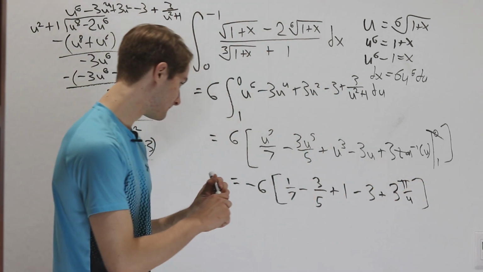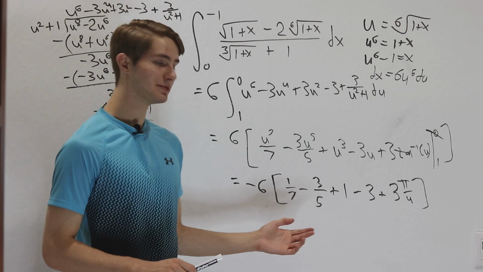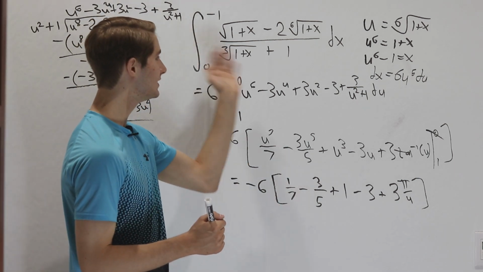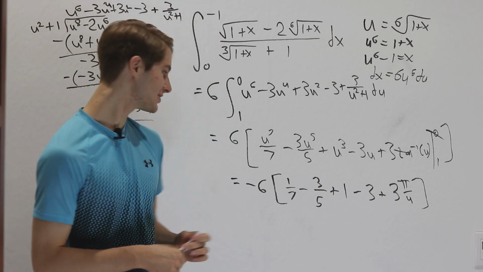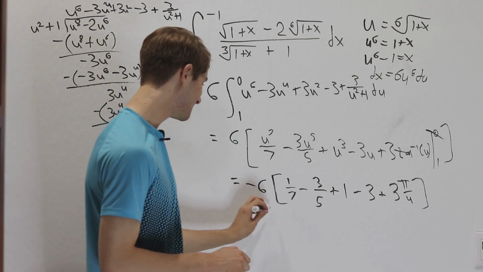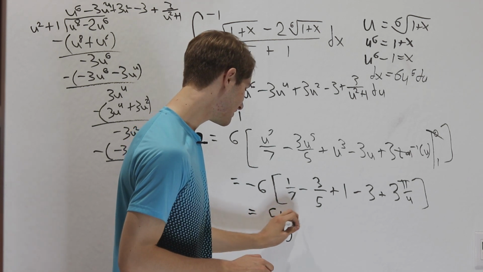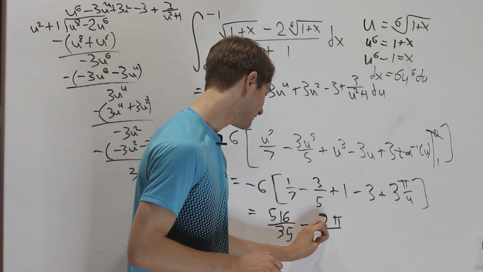Just like that. So at this point, the rest of the problem just becomes adding, and I trust that since we're doing integrals like this, we all know how to add fractions. So I'll just skip to the answer right here. The final result is 516 over 35 minus 9 pi over 2.